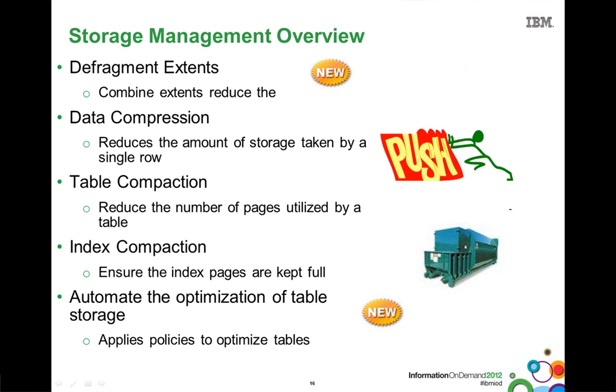Index compaction is a way of actually keeping sure index pages are full, and there are some ways of changing the thresholds on that. And lastly, you want to apply policies to your tables and have those policies carried out automatically. So you don't have to go ahead and say, okay, this table is now 70% fragmented, I want to run table compaction on it. So let's really drive into each one of these features.